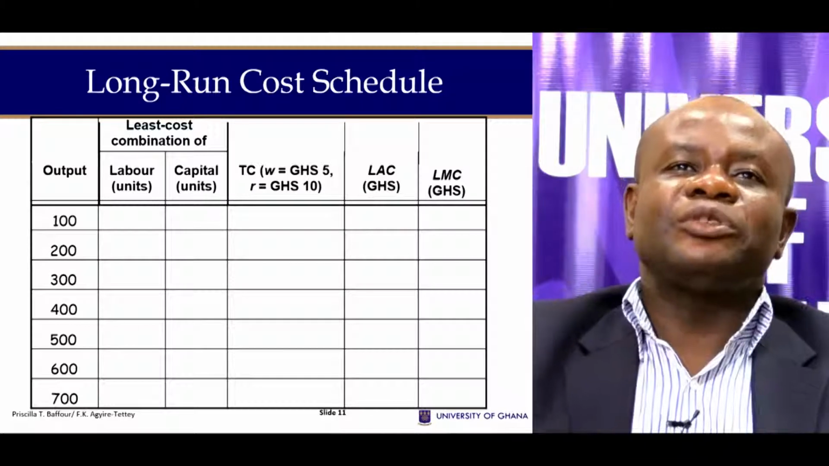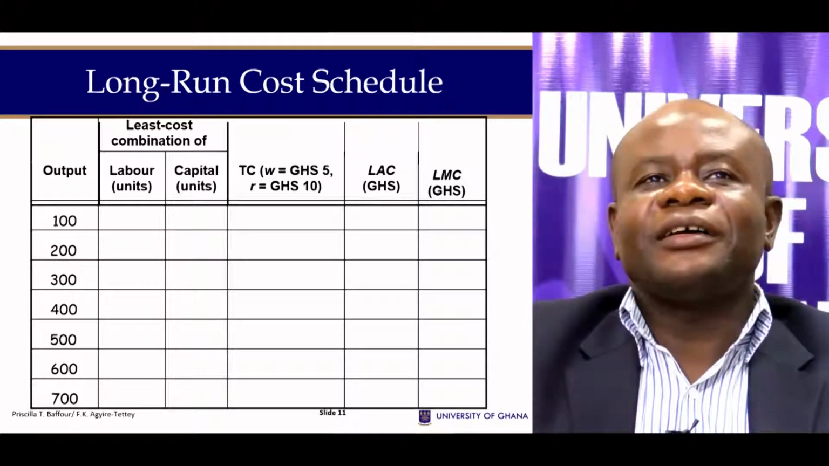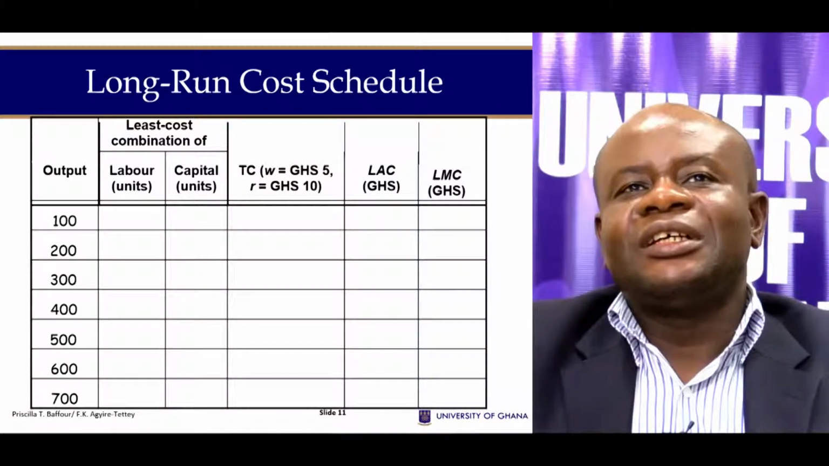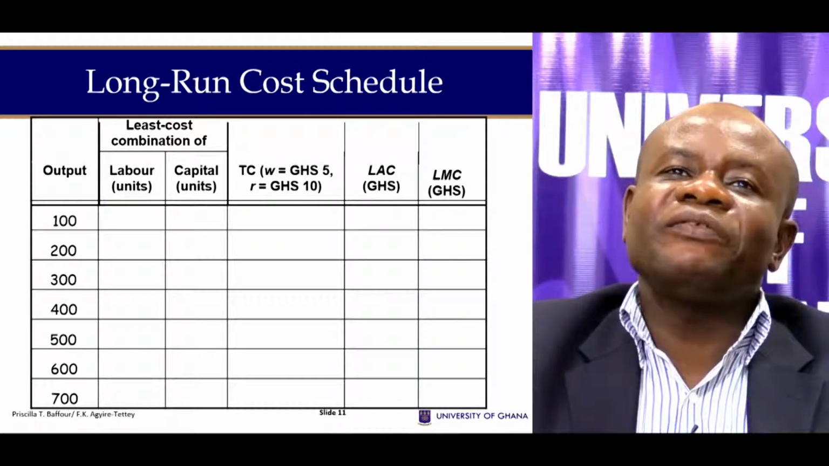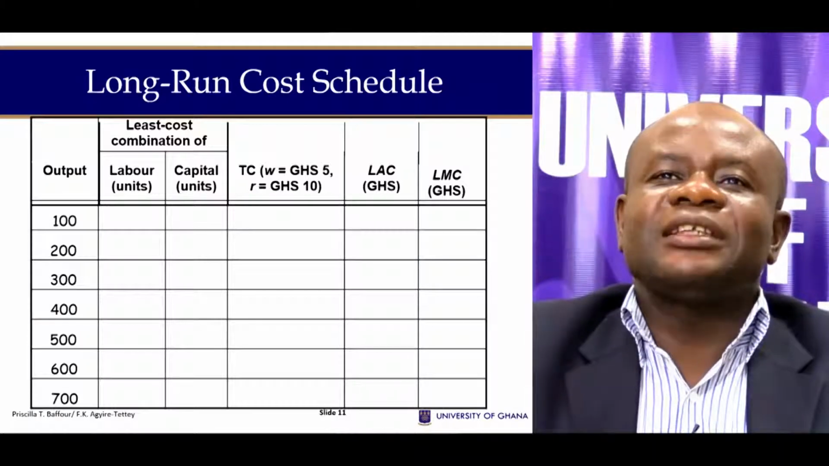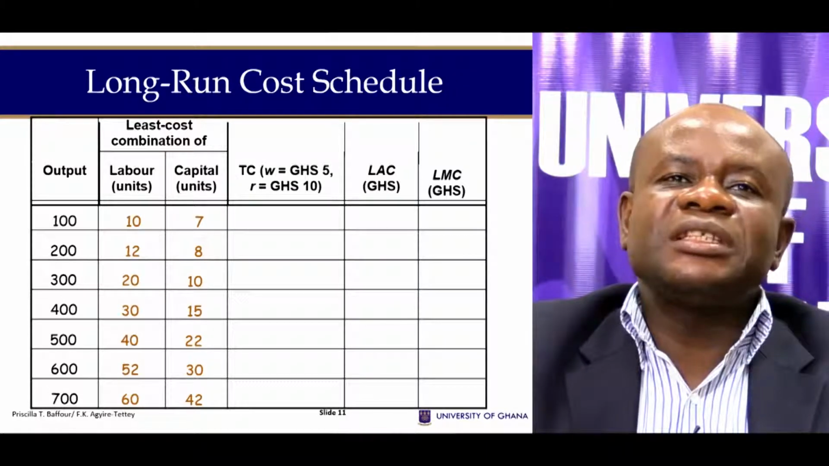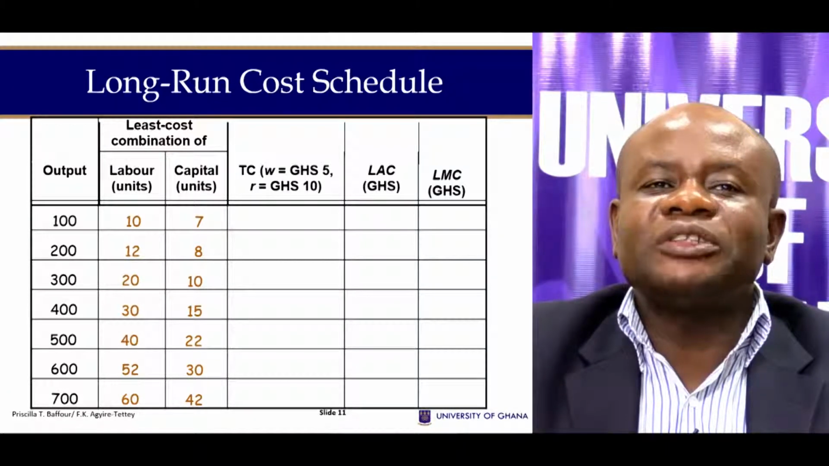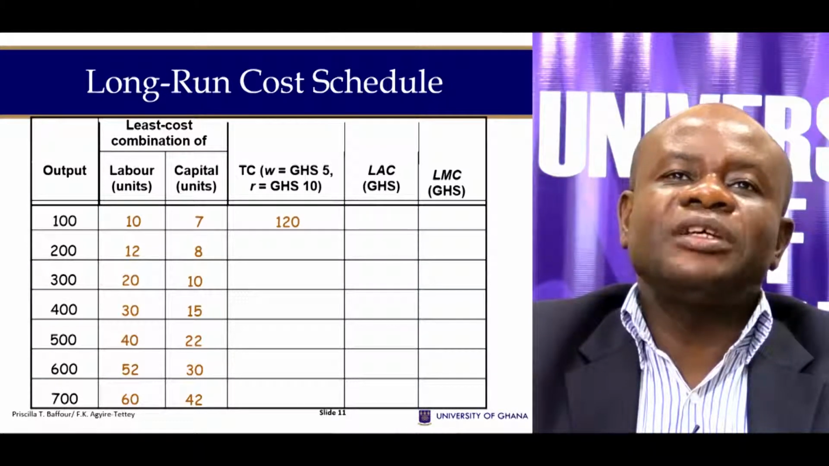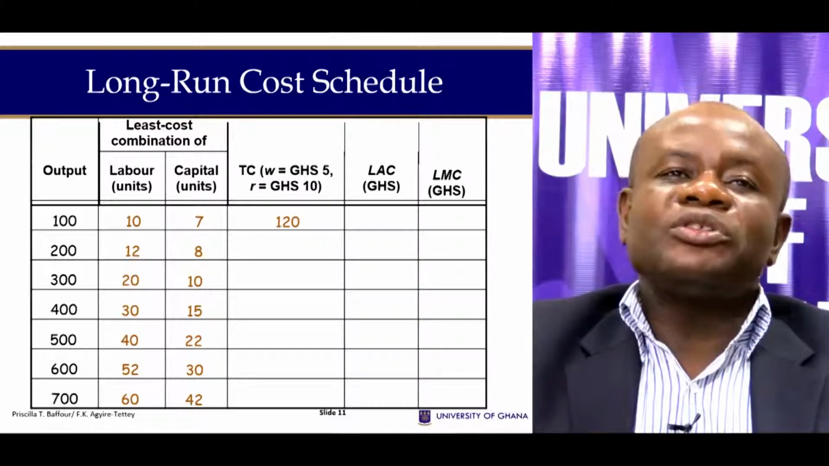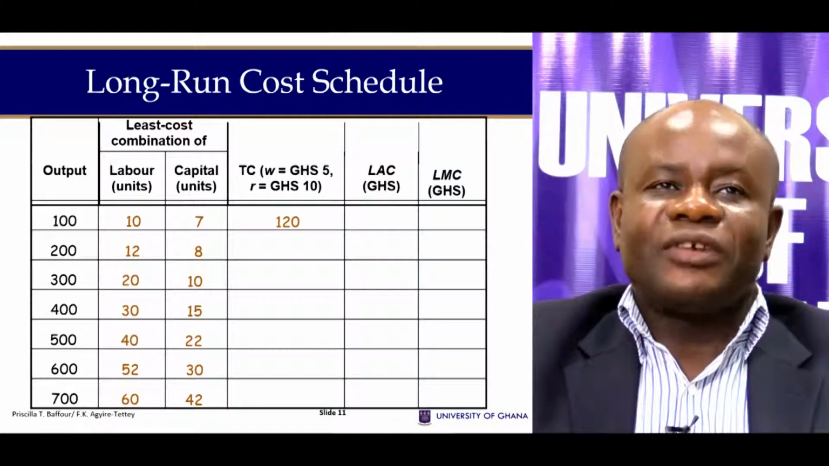Now we can use a table to illustrate this. We have an output level, we have labor, and we have capital. Then we have the total cost. We take the price of labor to be 5 cedis and the price of capital to be 10 cedis. Labor varies from 10 to 60 and capital varies from 7 to 42, so we can then determine the total cost. We are going to use 10 units of labor and 7 units of capital to produce 100 units of output.